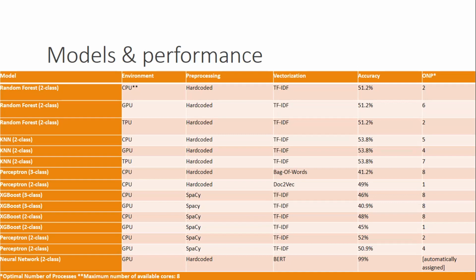Then there was the pre-processing algorithm, the vectorization algorithm, the validation accuracy obtained, and the optimal number of processes. The maximum number of cores available for CPU environment at a point was 8. The best non-neural network accuracy obtained was with KNN classifier on binary labels and TF-IDF vectorization. TF-IDF is a standard vectorizer that considers the term frequency and inverted document frequency of each token in a dataset.